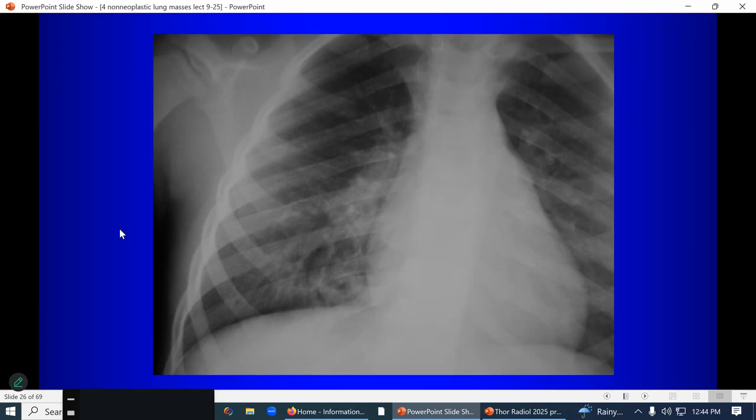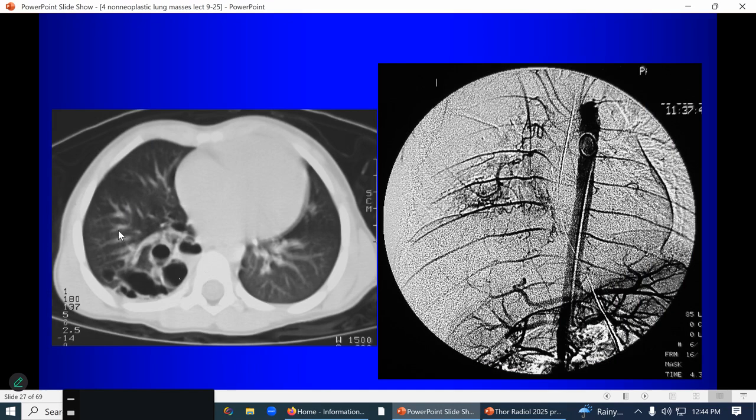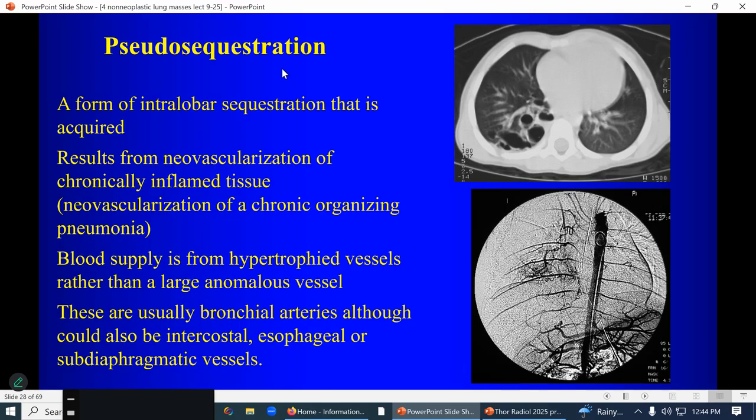Here's a young patient who has a cavitary lesion there at the right lung base, and it bled a lot. The patient required angiography for possible embolization. And on angiography, they see that it has an arterial supply, and it's got all these funny-looking vessels coming off the intercostal arteries, right? What do we call this lesion? It's got a systemic arterial supply. This is sequestration. Well, the term for this is pseudo-sequestration.